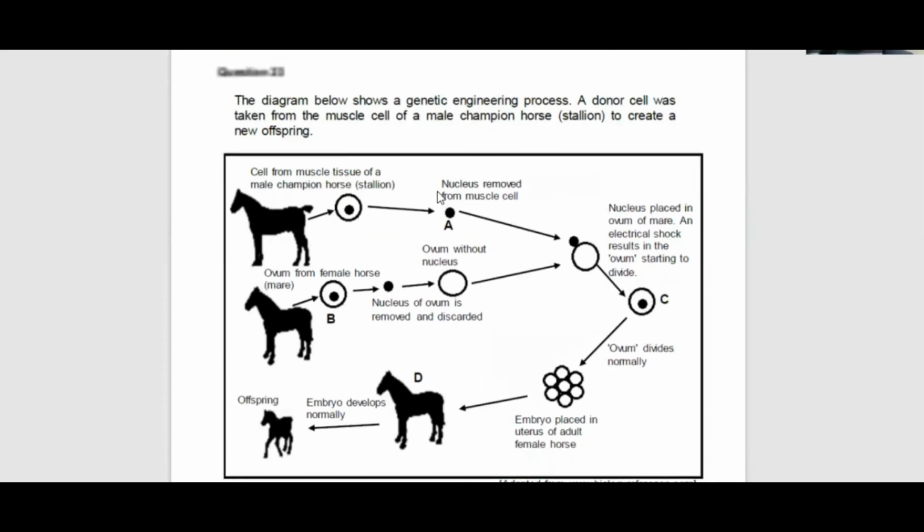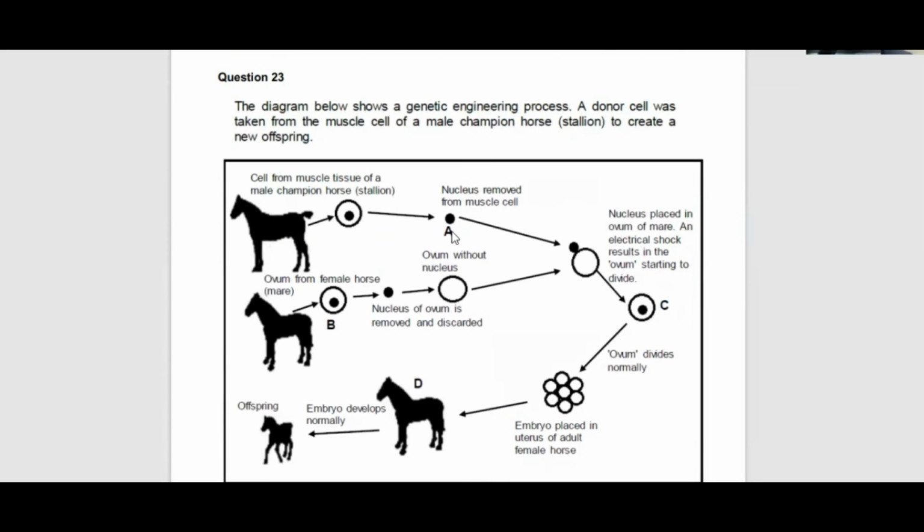And then what happens? They're telling you the nucleus was removed from the cell. The nucleus is placed in the ovum, and an electrical shock results in the ovum starting to divide. Which process? We said that the process which takes place is mitosis. Don't forget that, because they didn't talk about it. And then they're saying that the ovum was removed from the female horse.